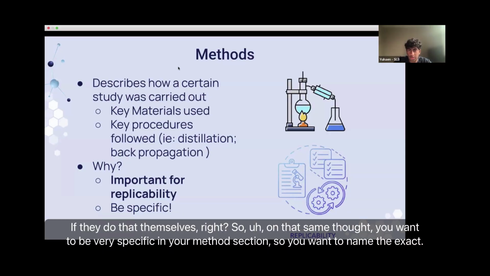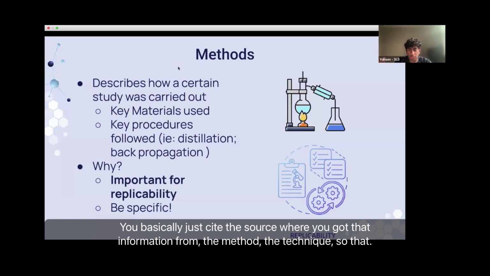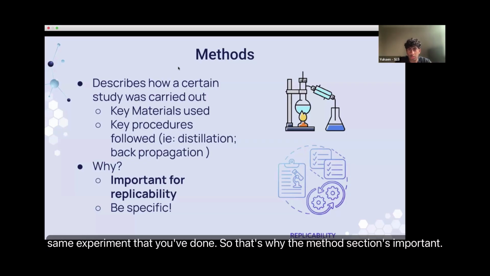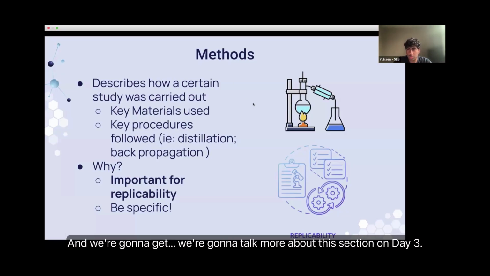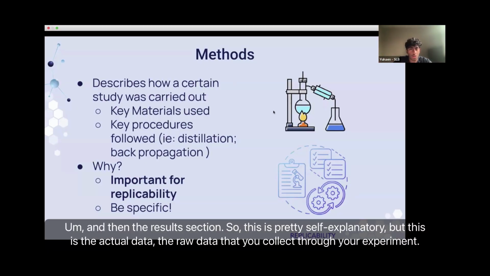So, on that same thought, you want to be very specific in your method section. So you want to name the exact procedure you used and you want to cite where you got that procedure from. So if, for example, you're using distillation as a process, you basically just cite the source where you got that information from, the method, the technique, so that other researchers can look at that and it'll help them replicate that same experiment that you've done. So that's why the method section is important. And we're gonna talk more about this section on day 3, actually designing your procedure and methods. So you don't have to worry about that too much right now.